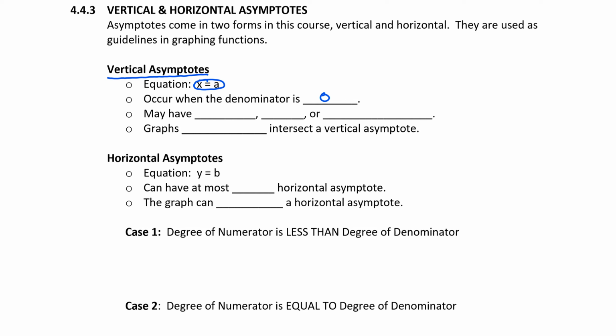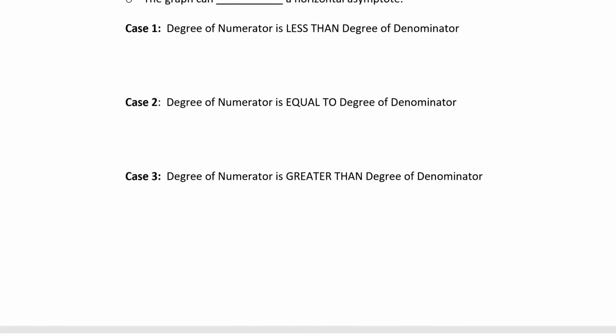Rational functions may have 0, 1, or many vertical asymptotes. Graphs never intersect a vertical asymptote. So the main key here to finding a vertical asymptote is to note that they occur where the denominator is 0. Now, we're going to skip horizontal asymptotes for now.